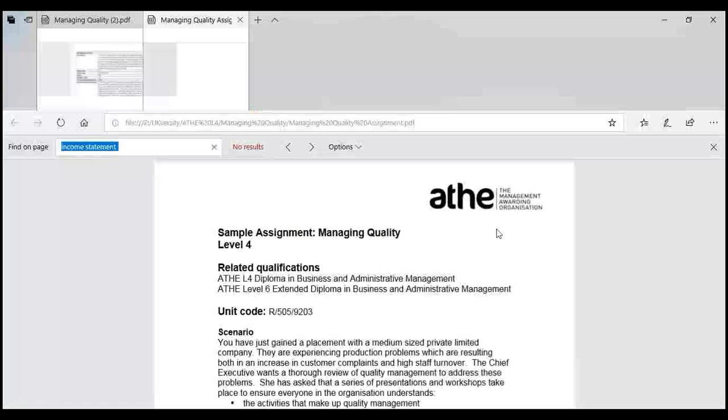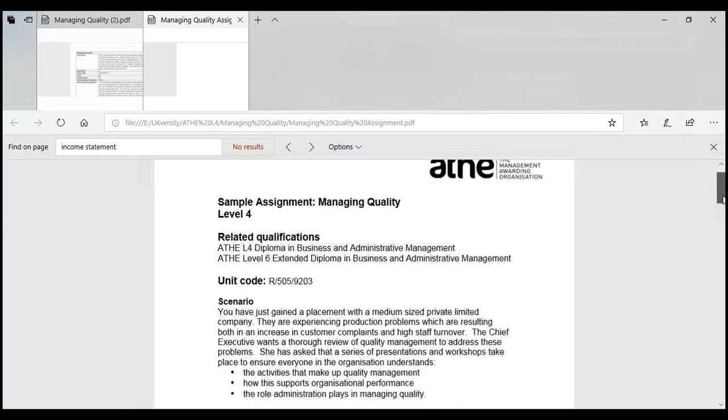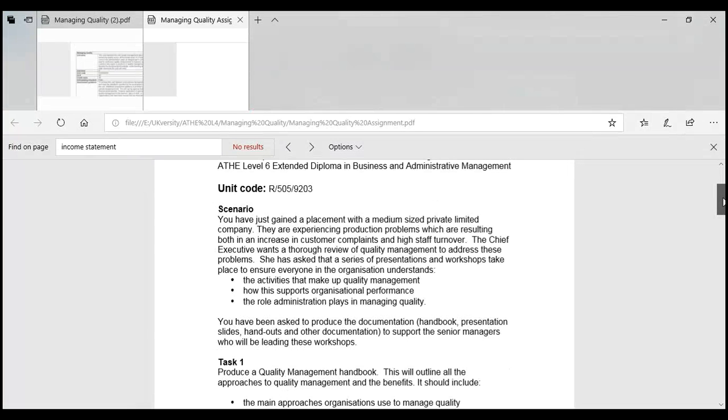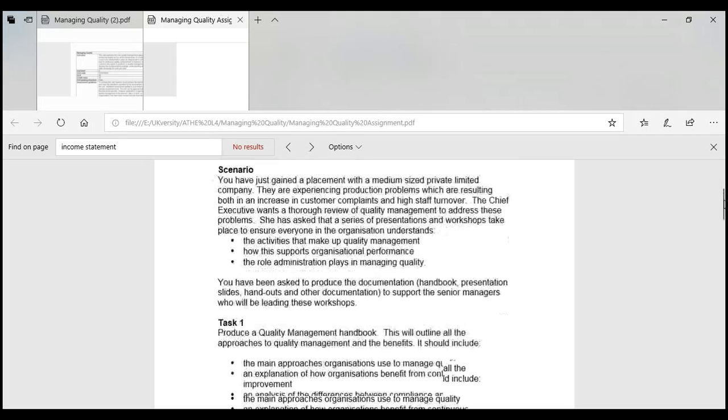Okay, so this is the assignment. You've been given a placement in a medium private company, and you experience a production problem, resulting in both an increase in customer complaints and higher staff turnover. So the chief executive wants a review of total quality management to address the problem, and she asked you to run a series of presentations or workshops to ensure everyone in the organization understands the activities that make up quality management, how it supports organization performance, and the role administrators can play in quality management.